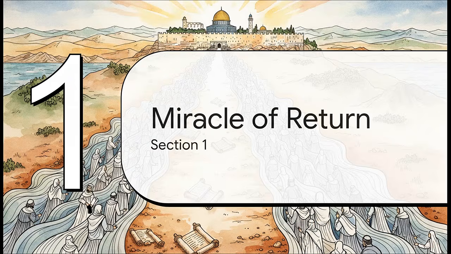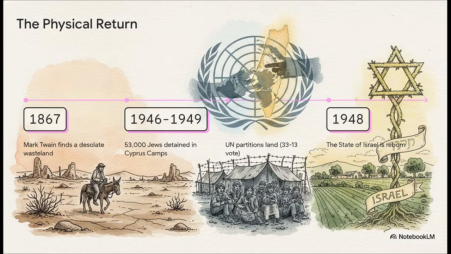All right, Section 1, the physical miracle of return. Before we can even begin to truly grasp the spiritual mystery of the end times, we really have to look at what has literally happened on the earth. We are witnessing events that are grounded in physical, undeniable historical facts. To understand the absolute miracle of this land coming alive, you first have to realize how completely it had died.